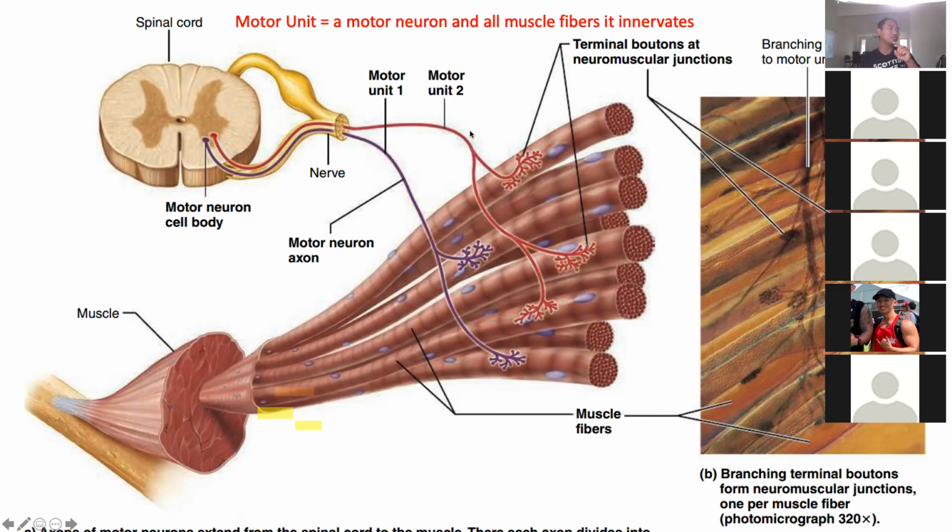That is one motor unit. And here, motor unit 2, the red color, the motor neuron with the muscle fibers it supplies. So 1 fiber, 2 fibers, 3 fibers. That is one motor unit.